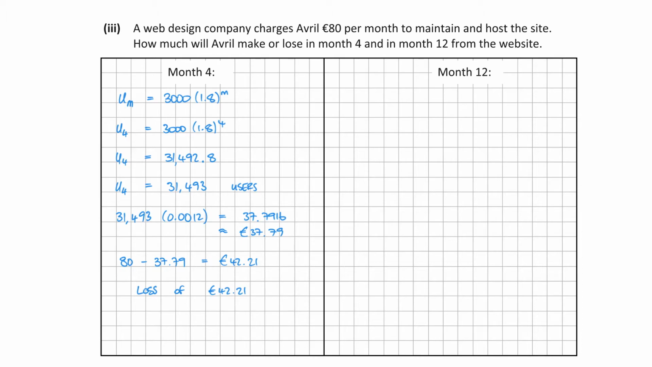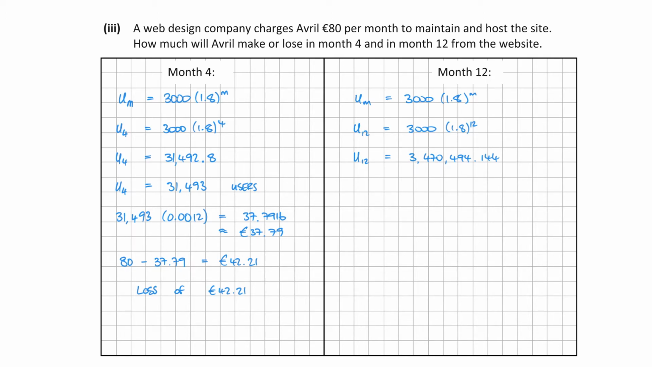Okay, in a very similar fashion, we could do the same for month 12 over here. So U of M is equal to 3,000 multiplied by 1.8 to the power of M. So to calculate the number of users that she has, U of 12 will be equal to 3,000 times 1.8 to the power of 12. So U of 12 will be equal to 3,470,494.144.